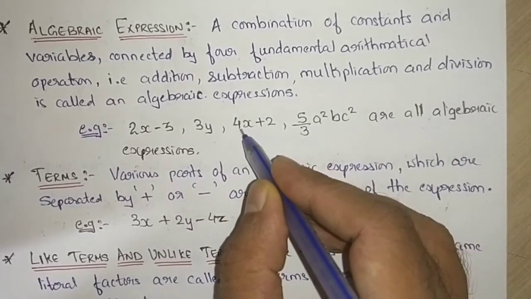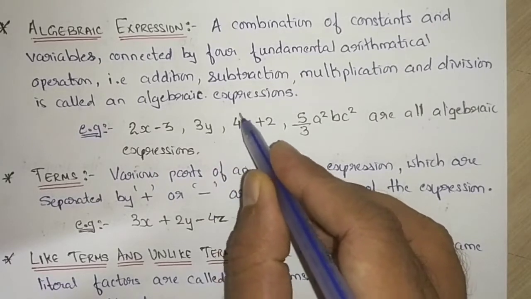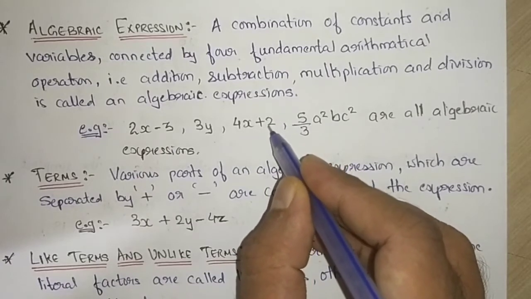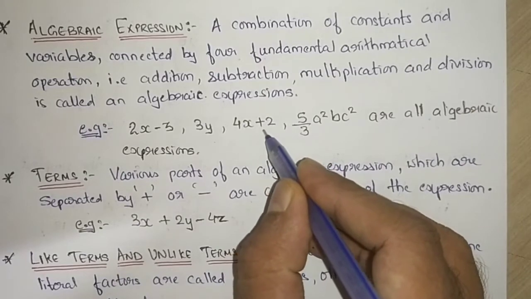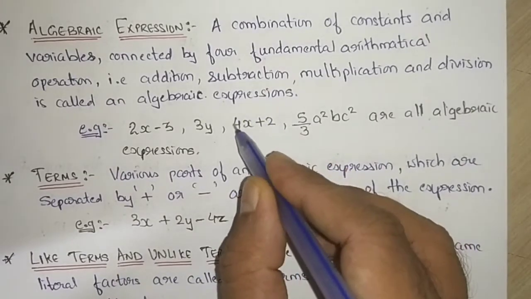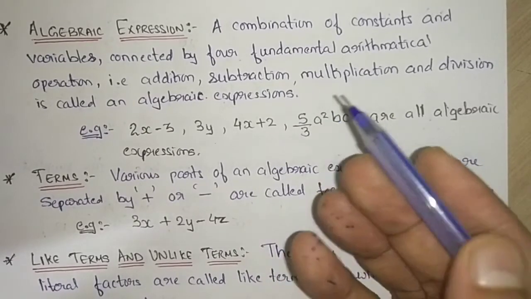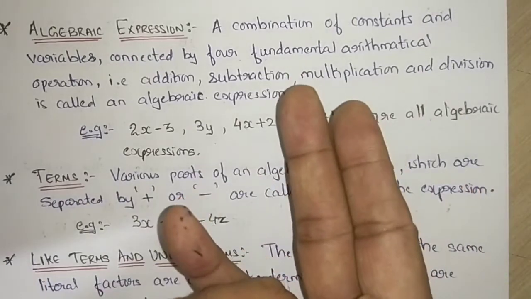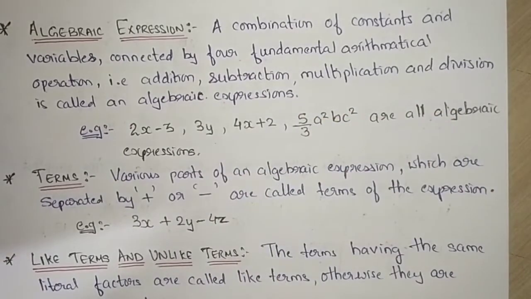Here I have taken multiplication, that is 4 into x. First I have multiplied a constant and a variable and then added another constant. So here I have taken a fundamental operation, that is plus. So this is also an algebraic expression. Similarly, it can be division also. So any constant and variable, when connected with addition, subtraction, multiplication or division, we can say it is an algebraic expression.